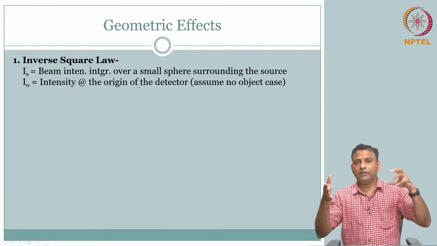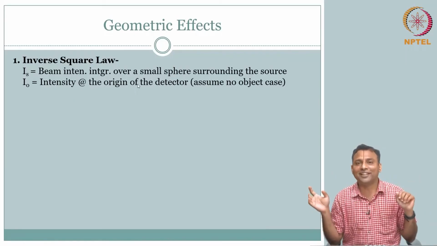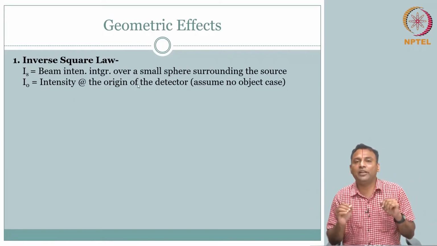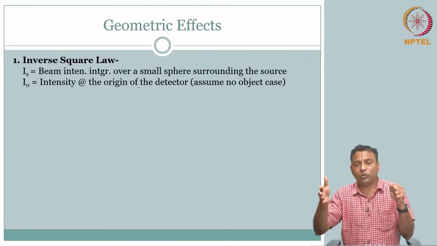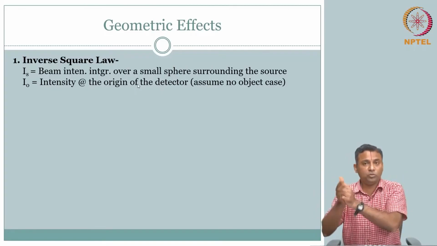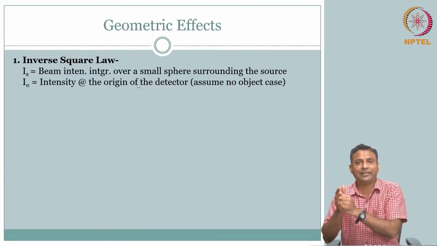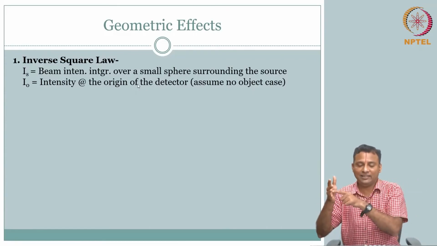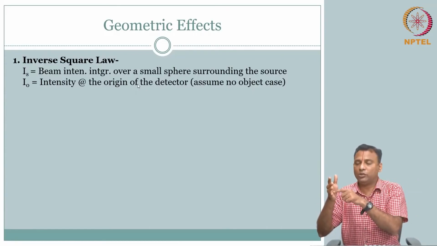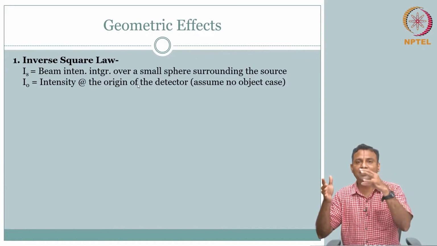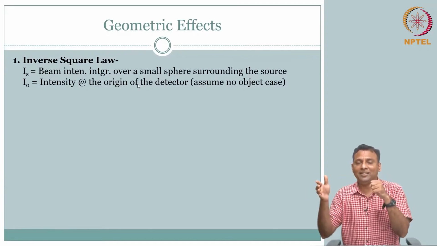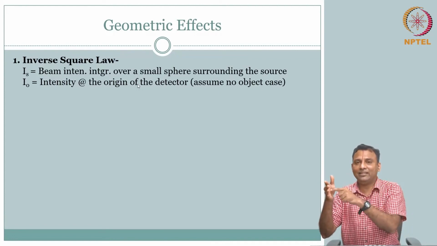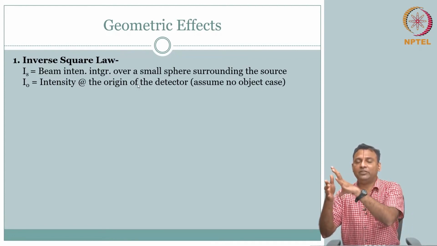Remember, I don't even have the object, just the geometry that I am worried about. I have a source, I don't have the object, I have a detector. What should happen? What is there at the source should be at the detector, but it is not. Only at the center you have one value, and as you move away from the center, because this is diverging, depending on the distance, it is changing from the center.